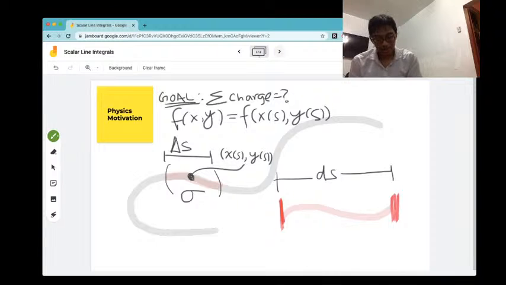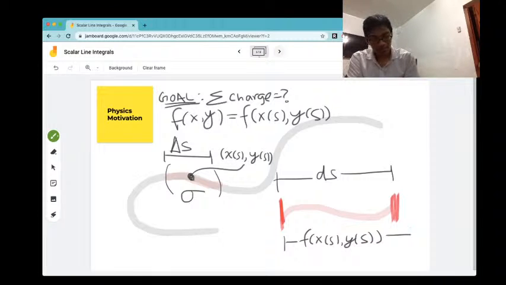So now that I have the charge density and the length of the wire, all I have to do to find the total charge on that infinitesimally small piece of the wire is multiply them. So let me actually undo that. So if I have f of x of s comma y of s on this piece of wire, then what am I going to have for my total charge? Well, as I said, we're just going to multiply these two. And if I multiply these two, I'm going to end up with something like f of x of s comma y of s all times ds.